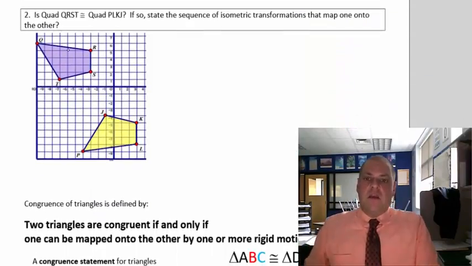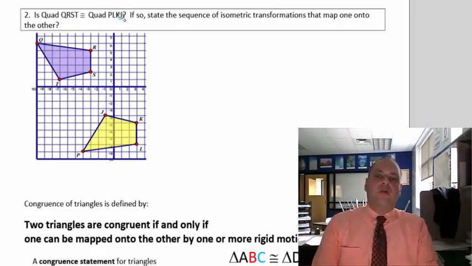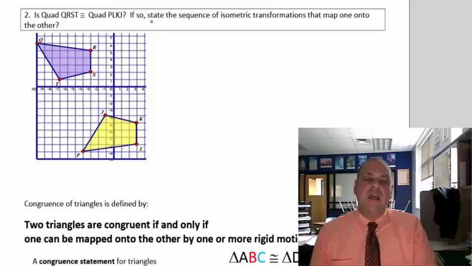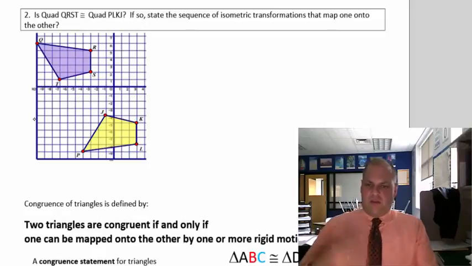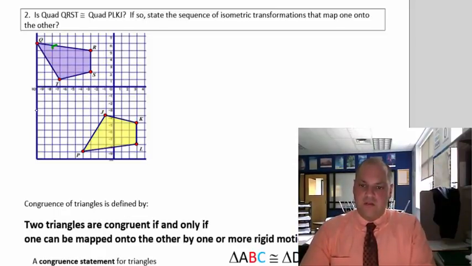And then, is quadrilateral QRST congruent to quadrilateral PLKJ? If so, state the sequence of isometric transformations that map one onto the other. Okay, so what happened there? We have this one here. It looks like a reflection. So it looks like if we reflect it over, because it's pointed up now, we need it to be pointed down, so that's got to be a reflection. Let's reflect over the x-axis and see what that does.